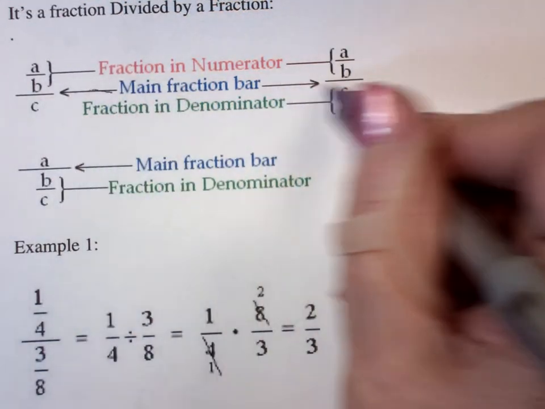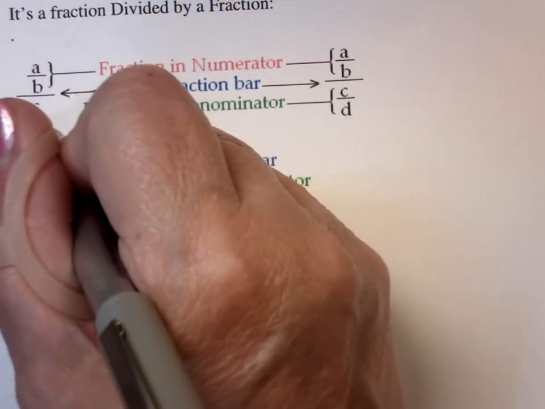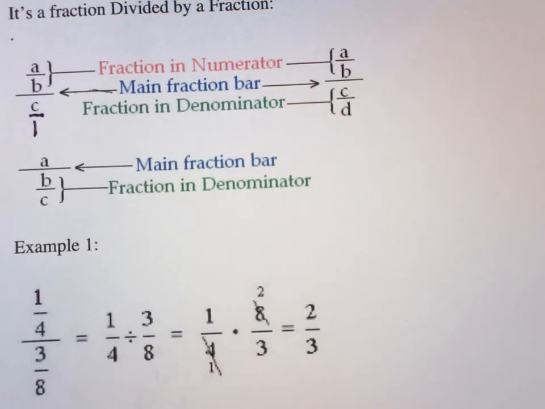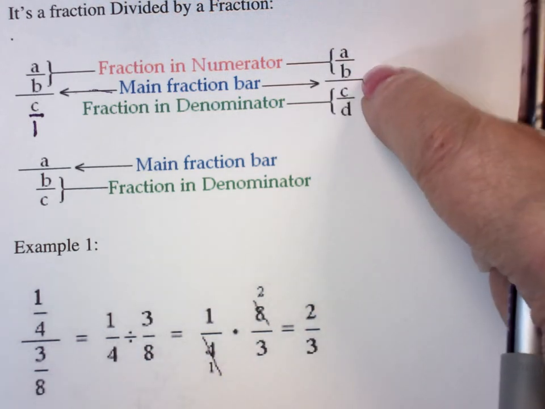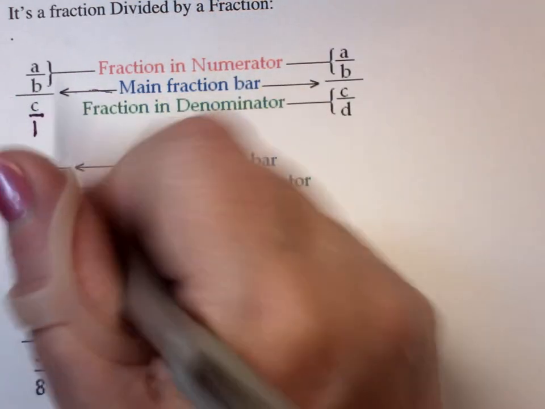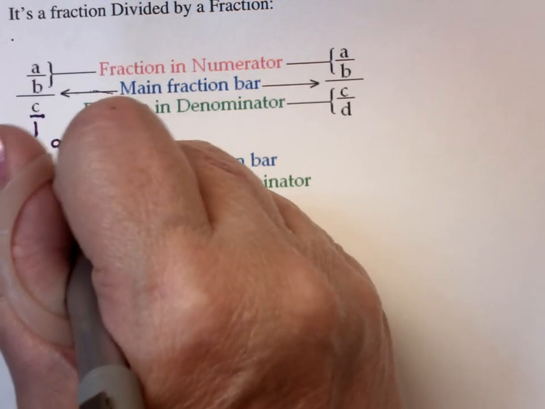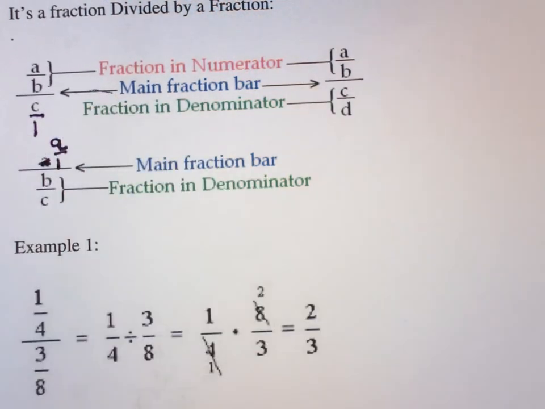So here's the main fraction bar, and there is a fraction in the numerator. The fraction here in the denominator is c over 1. Even if you don't see it, it's there. Here is a pure fraction divided by a fraction. Here it's a fraction divided by a fraction, but if I wanted to look at it, this is really a over 1.